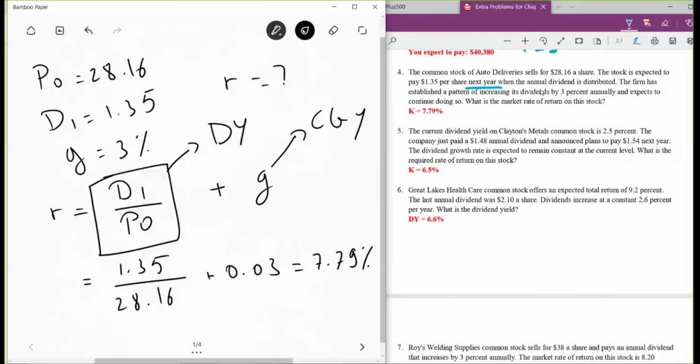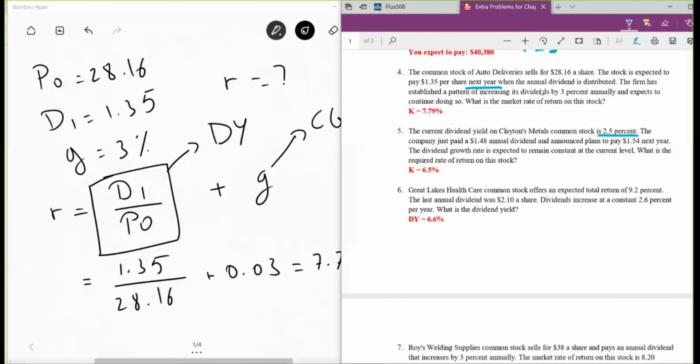Number 5. The current dividend yield is 2.5%. So this is dy 2.5. The company just paid a 1.48 annual dividend. This is D0. And announced plans to pay 1.54 next year. So this is D1. The dividend growth rate is expected to remain constant. What's the required rate of return on this stock?